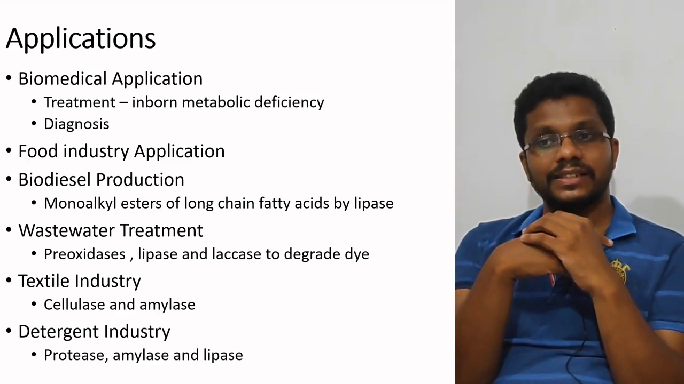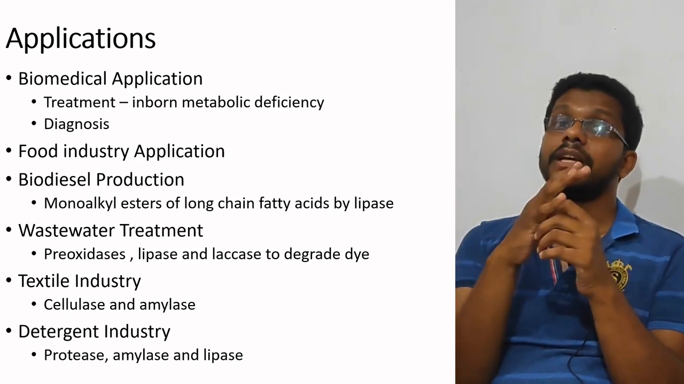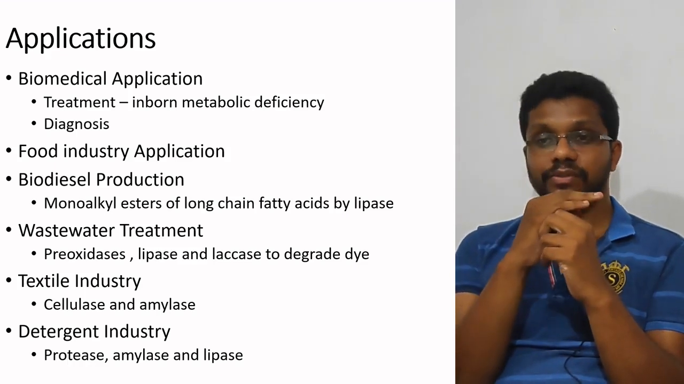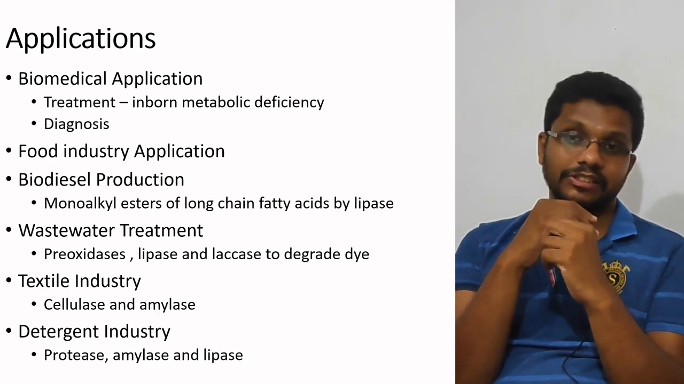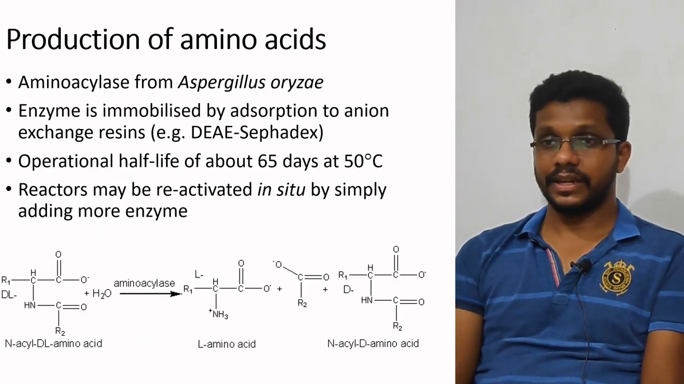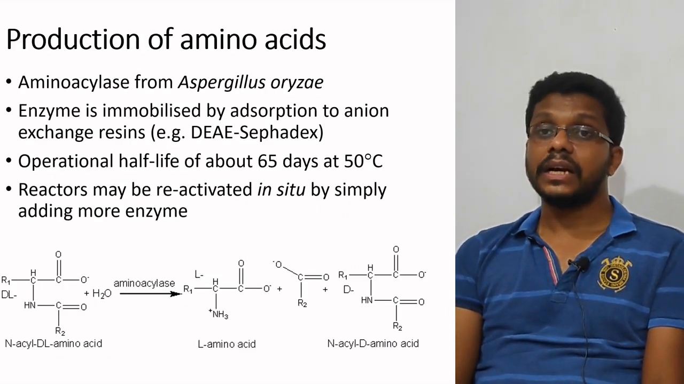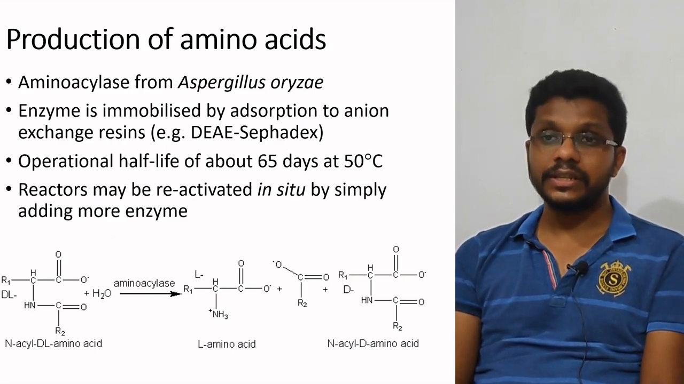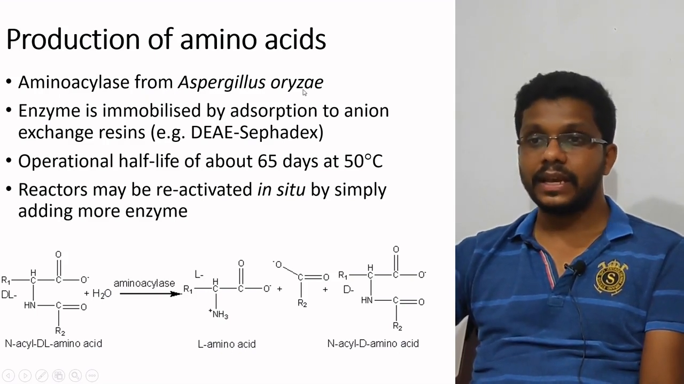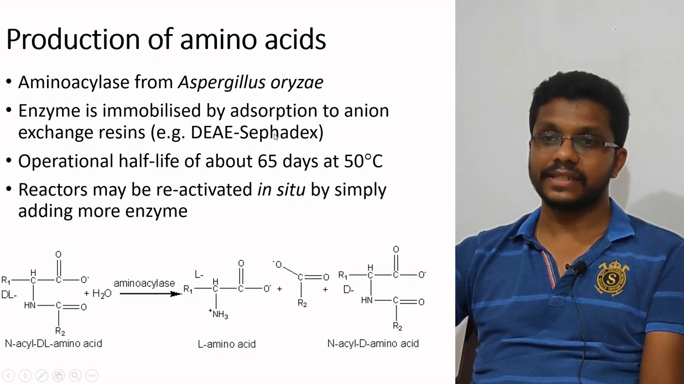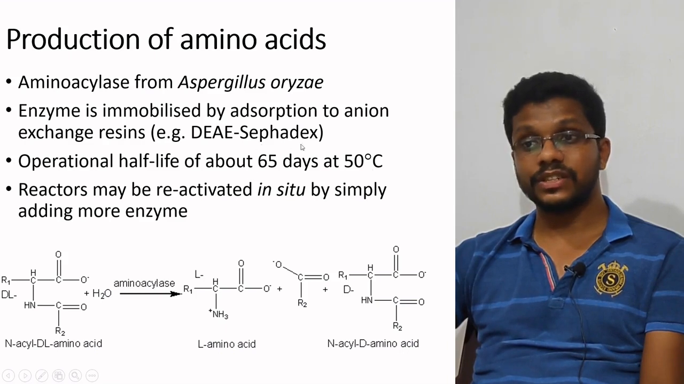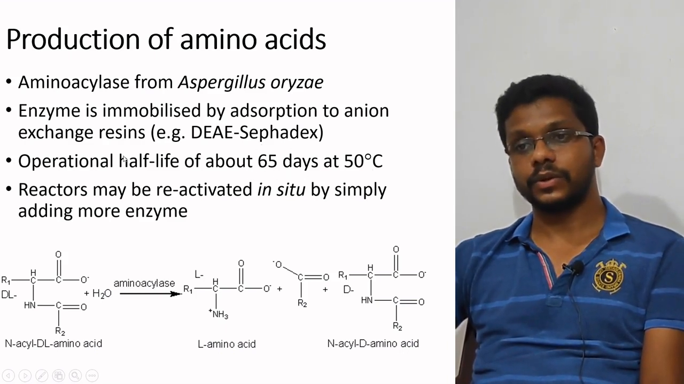In the food industry, as I said, the example is glucose isomerase, which is used for the production of high fructose corn syrup. It's an application. Biodiesel production, wastewater treatment, textile industry, or detergent industry, all these industries are using immobilized enzyme. And if we want some examples, immobilized enzymes are used for amino acid production. The enzyme is called aminoacylase. It is isolated from Aspergillus oryzae, and it is immobilized in DEAE Sephadex, and its half-life is 65 days at 50 degrees Celsius. So we can actually use it for 65 days by losing only half of its activity.